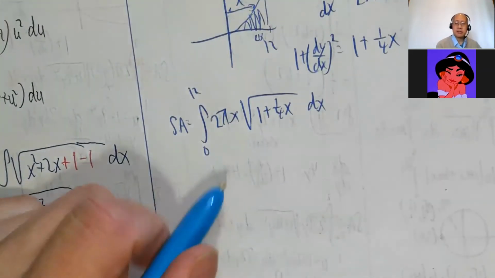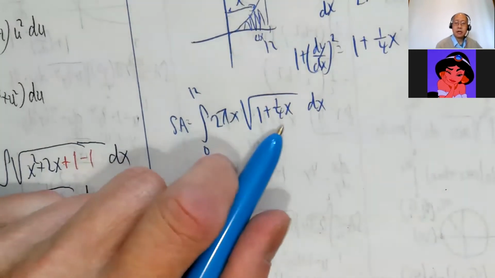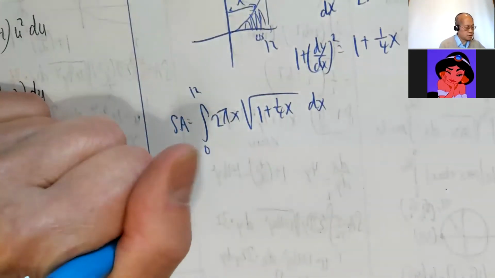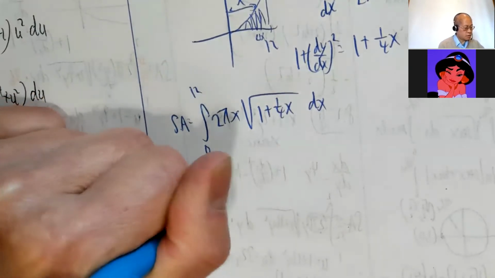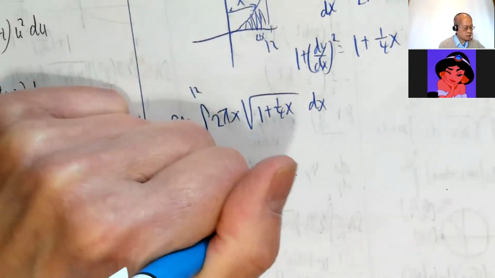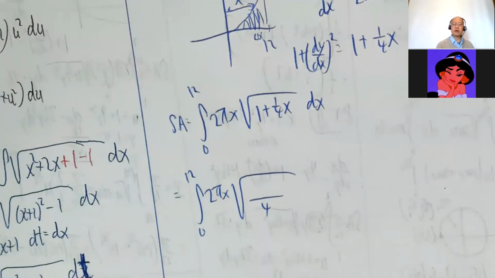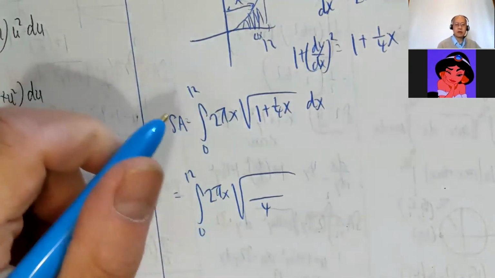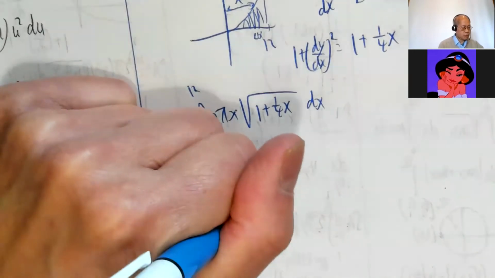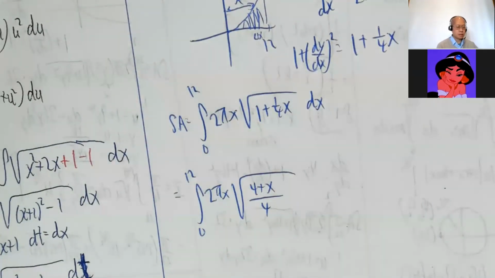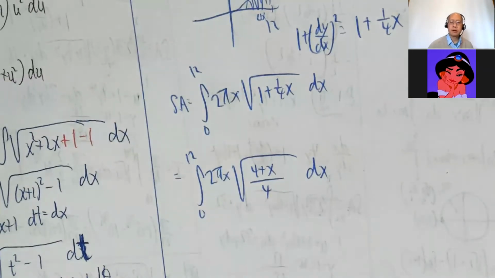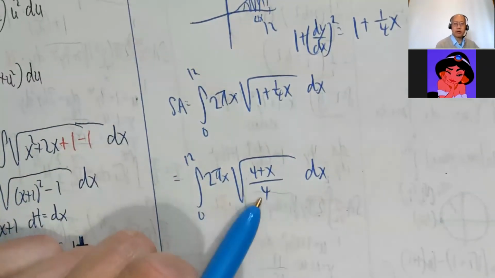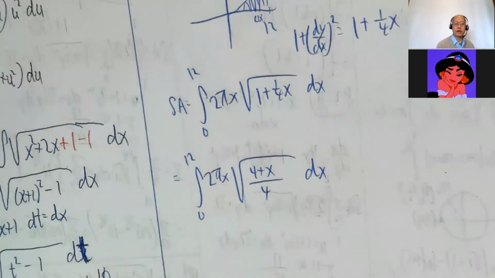So how do I integrate something crazy like that? Let me try to take care of this first. Integral from 0 to 12, 2 pi x, and get a common denominator 4, right? 4 plus x. Is that right? Double check, divide. 4 over 4 is 1, x over 4 is 1/4 x.